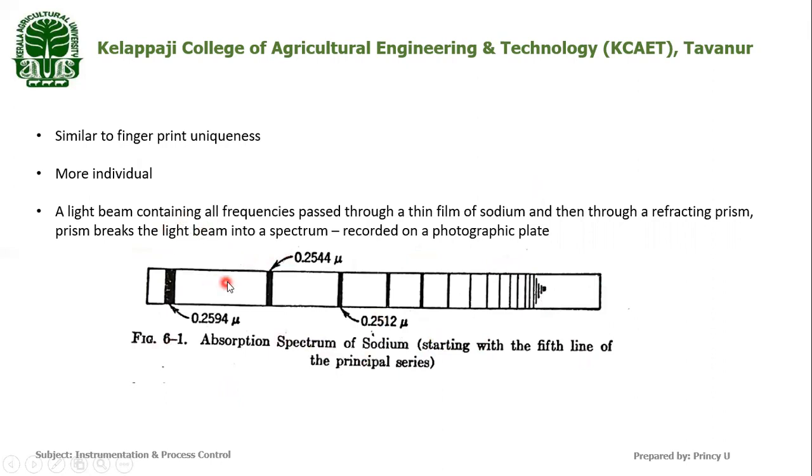So when we are emitting a light radiation, a light beam, to a sodium crystal or sodium thin film, the light from the sodium is passed through a prism, which breaks the light beam into a spectrum, which can be recorded on a photographic plate, and which shows like this. So each of these frequencies corresponds to, here you can see the dark lines, which indicate that certain frequencies are now missing. The photographic plate represents a white image having dark lines.